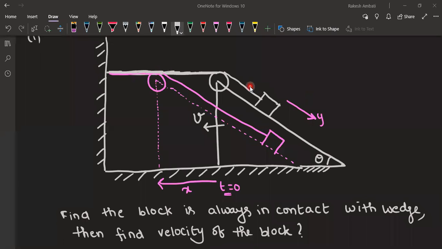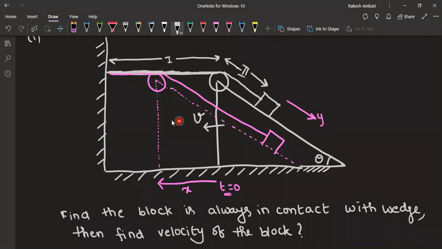So in this case, the wedge is traveling through distance x. I'm taking this as the first segment of the string, and after it the second segment of the string. And we know the string is ideal, meaning the total length is always constant.